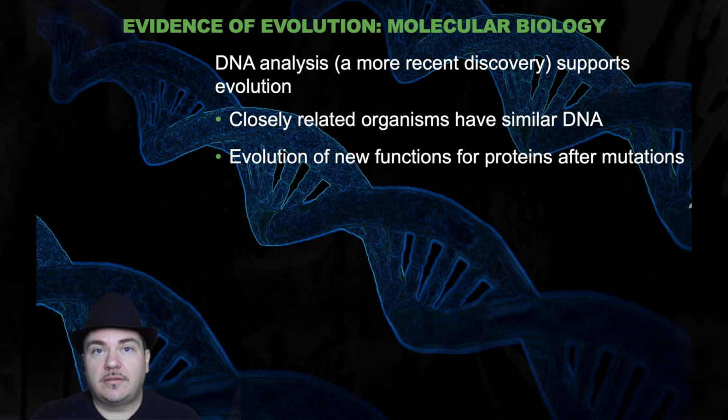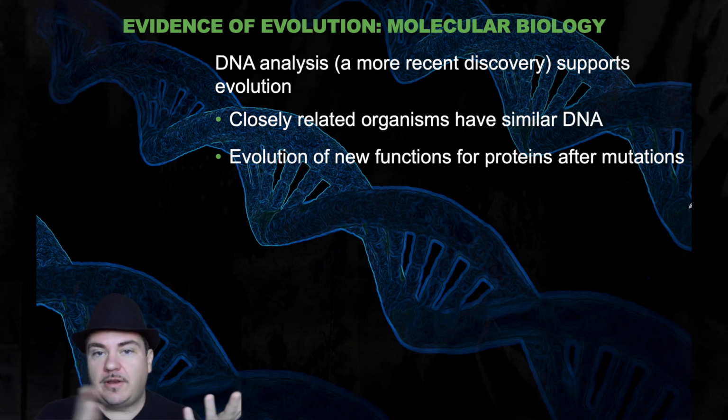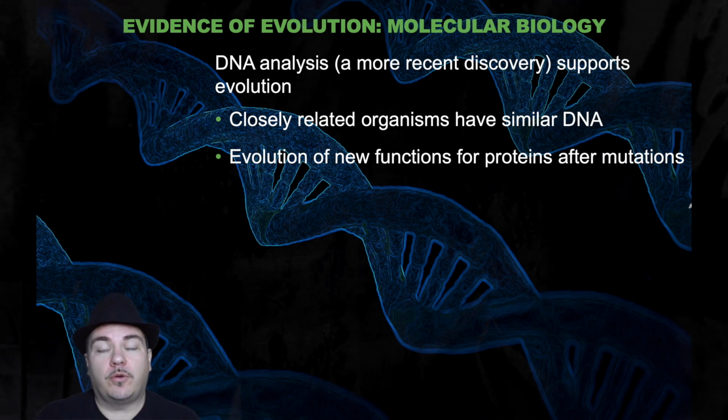More recent evidence for evolution would be molecular biology. This is something that Darwin never could have known about because it was way before it was discovered. Okay, we can compare DNA of different species, the sequence of the base pairs, the letters A, T, C, G.